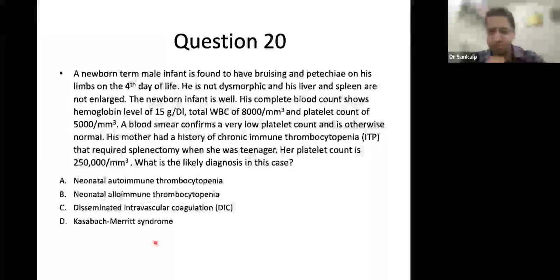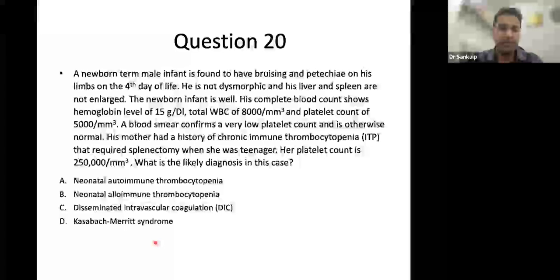So, newborn term male infant. I'll just read it briefly. This is a term infant. You all have read this question. Who has thrombocytopenia, and mother is a case of chronic ITP, right? And the mother's platelets are now normal, but the baby has ITP. Baby has low platelets, right? So of course the confusion is between neonatal autoimmune and alloimmune thrombocytopenia.